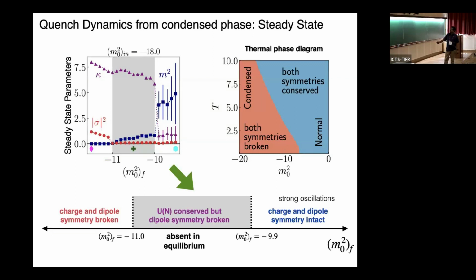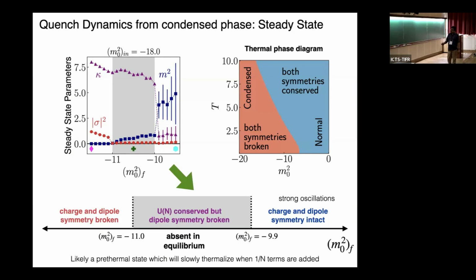And so you can put it in a phase diagram in terms of the quenched final mass. So here is where you are basically just in the condensed phase, sigma square vanishes. In between, you get this U(1) conserved, but dipole symmetry broken phase, which you never saw in the thermal phase diagram. So that's the interesting thing, where you can see that this extra phase can come from a dipole symmetry broken state, which comes only in the steady state, but doesn't occur in thermal equilibrium at all.